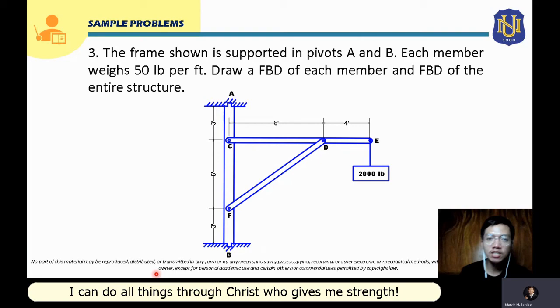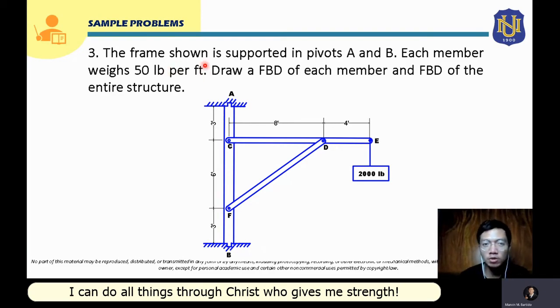So we are asked here to draw the free body diagram of each member, and it is mentioned that the weight of each member is 50 pound per feet. Based on the unit given here, the unit of the weight is pound per feet, meaning to say, the weight are not point loads. They are not point loads. These are actually uniformly distributed load for weight, wherein the unit is pound per feet.